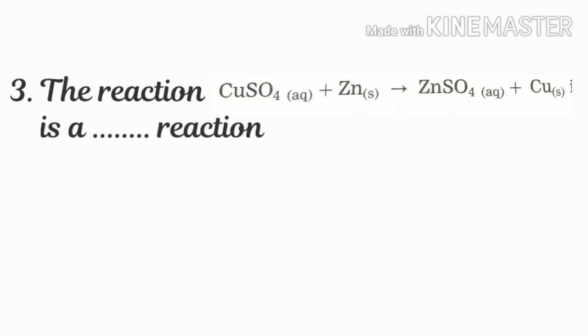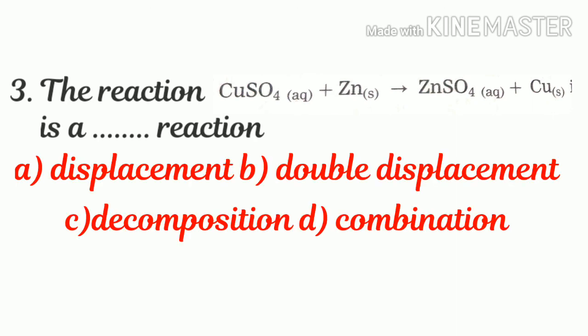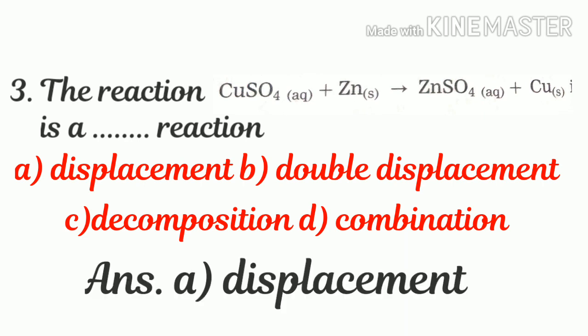Question number 3. The reaction CuSO4 plus Zn gives ZnSO4 plus Cu is a dash reaction, and the options are A. Displacement, B. Double displacement, C. Decomposition, and D. Combination. Correct answer is option A. Displacement.